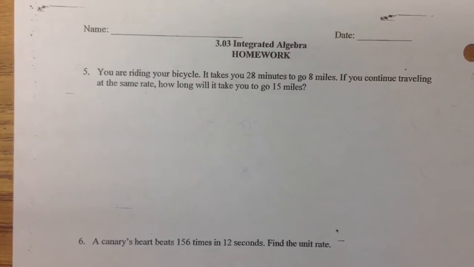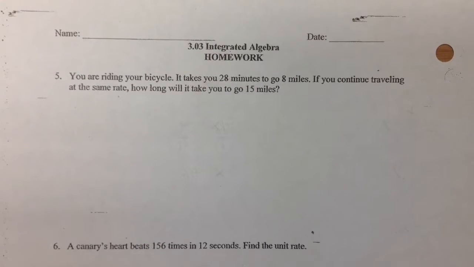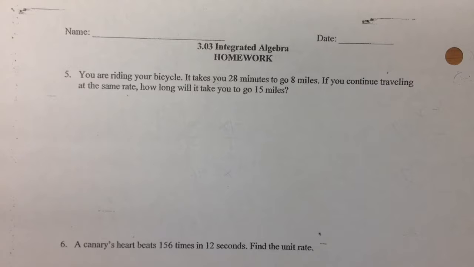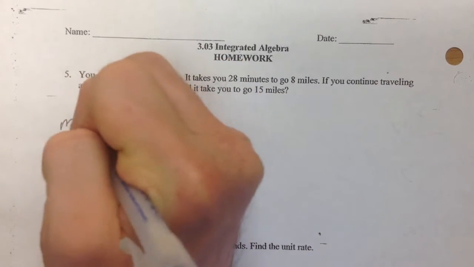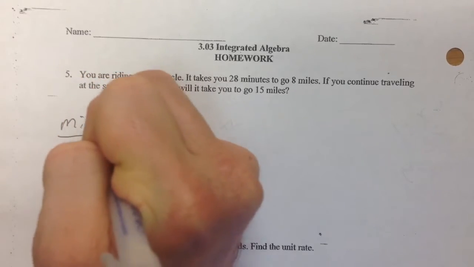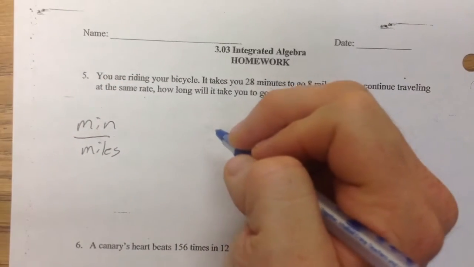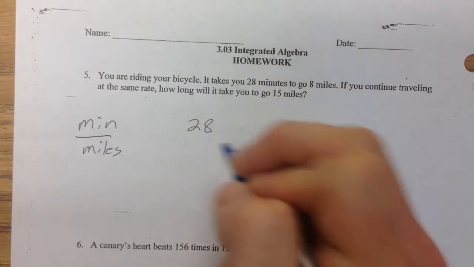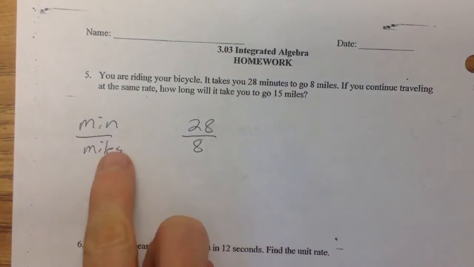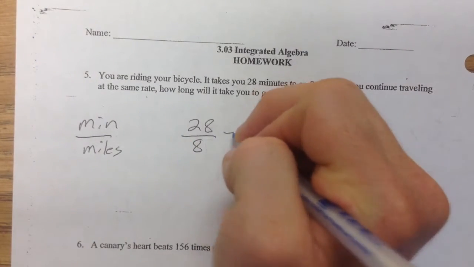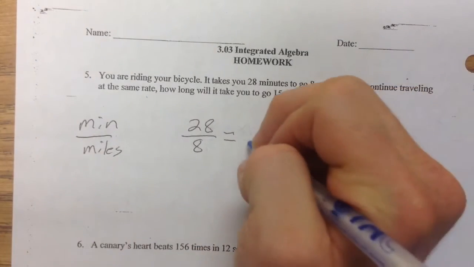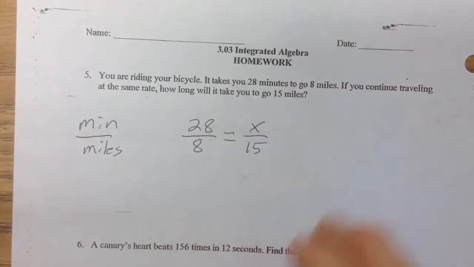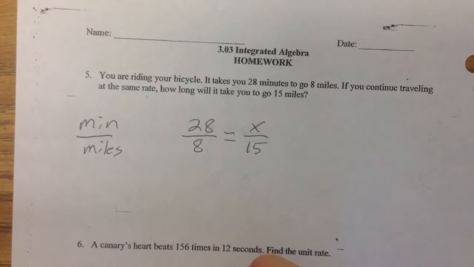Okay, you are riding your bicycle. It takes you 28 minutes to go 8 miles. If you continue traveling at the same rate, how long will it take you to go 15 miles? So again, this is where we make our keys. We've got two units going on here. We've got minutes and miles. So I'm going to do minutes over miles. It takes us 28 minutes, so the 28 is going to go on top, to go 8 miles, so the miles is going to go on the bottom. Now if we stay at the same rate, how long will it take us to go 15 miles? Well, 15 is referring to the miles, so that's going to go on the bottom, and then our x is going to go on top because that's referring to the minutes.